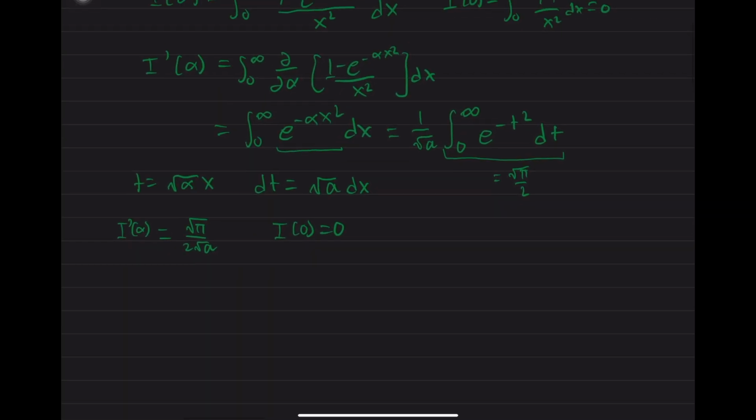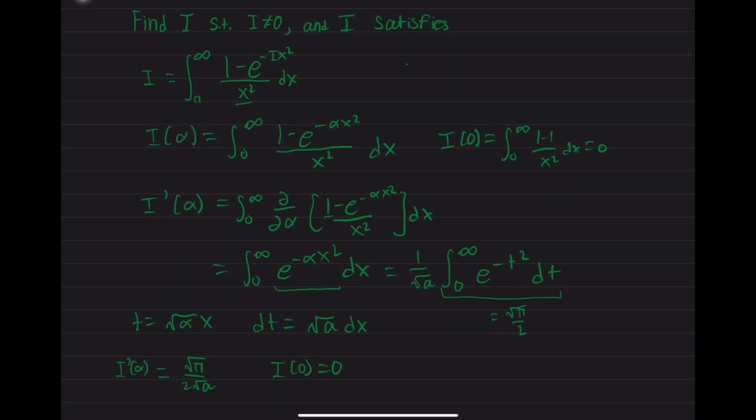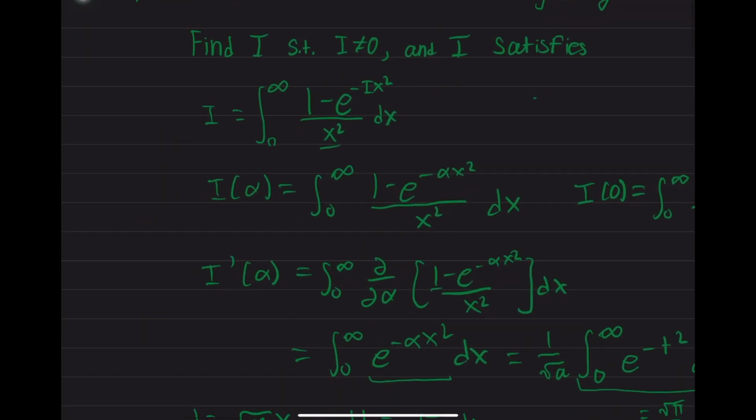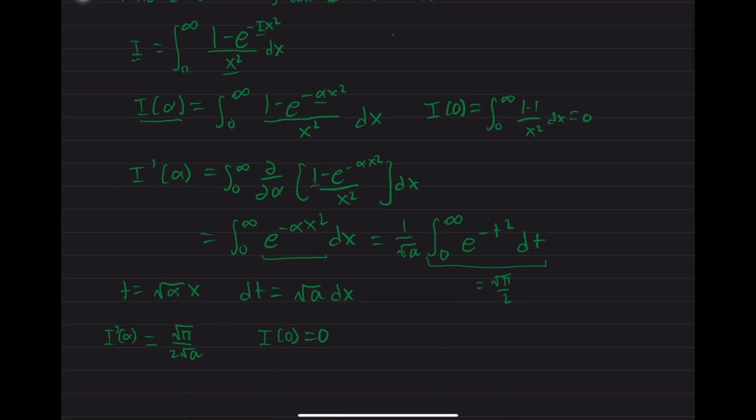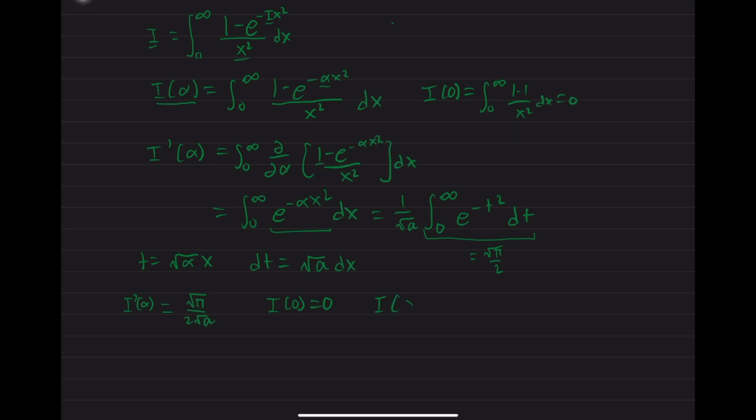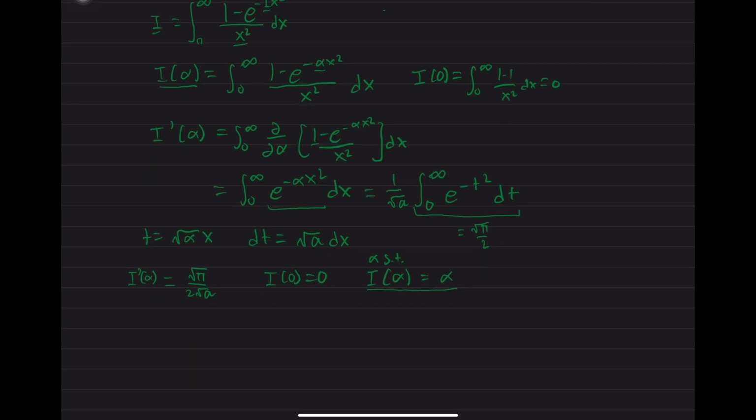Before I move on, let's first confirm that this is going to be able to find us the value of I. Really, we have an alpha here now, and we have an I of alpha here. And we want to find the I constant here. So really what we're going to be finding is I of alpha equals alpha. We need to find alpha such that it satisfies this right here. And then we'll know that will be the value of I.